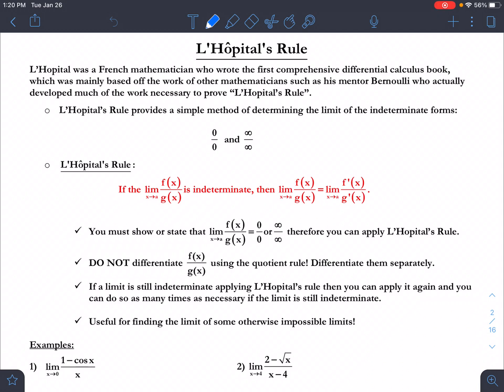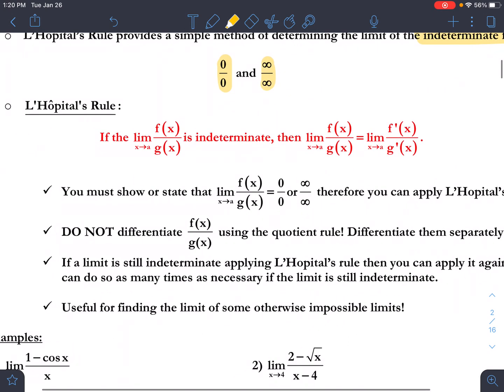Hey everyone, so today we're going to work on L'Hopital's rule. L'Hopital was a French mathematician and basically gives us this nice way of figuring out limits when we get an indeterminate form. So indeterminate forms would be if you get 0 over 0 or if you get infinity over infinity. Okay, so the general idea is right here.